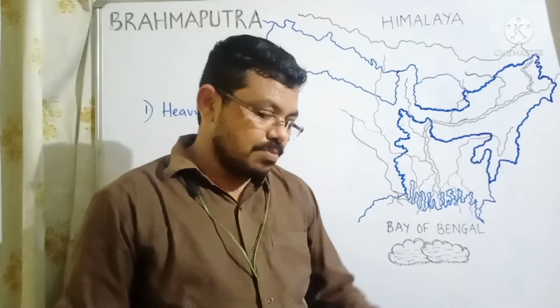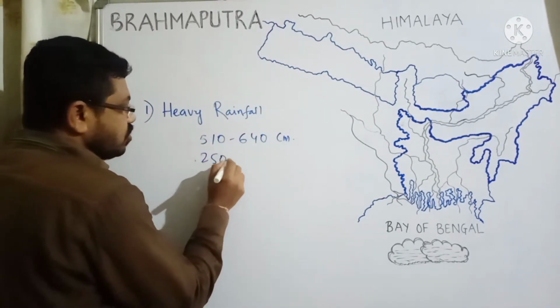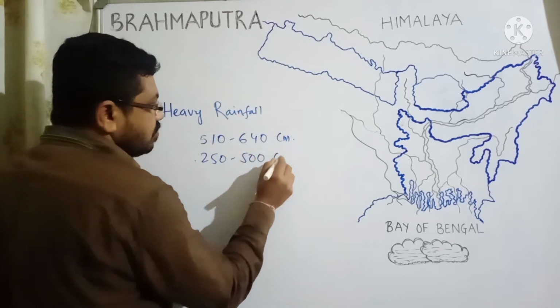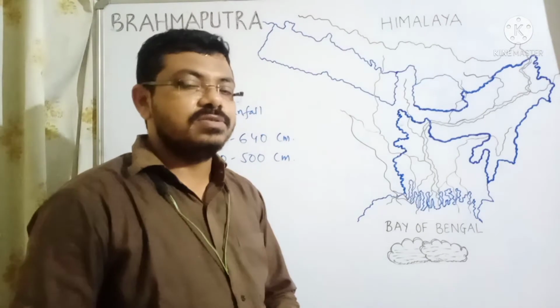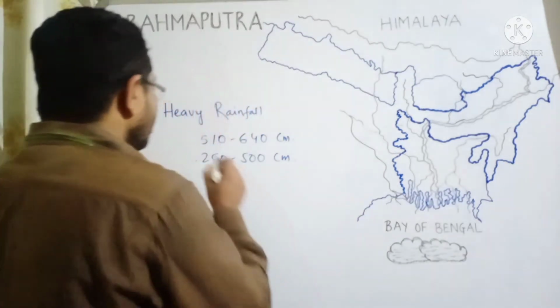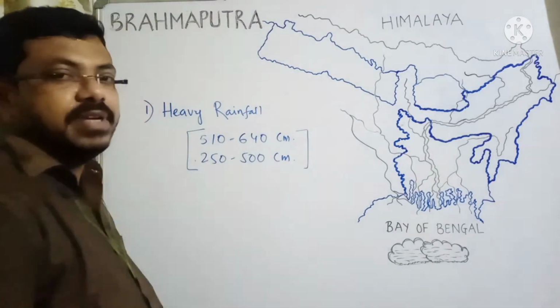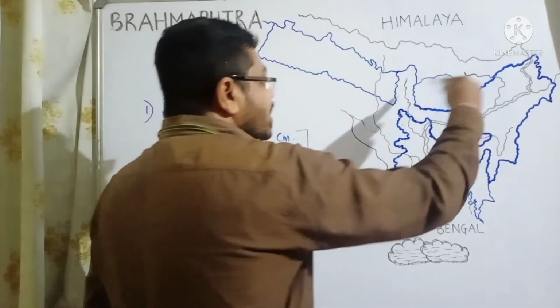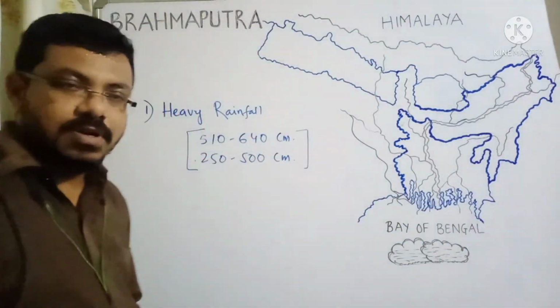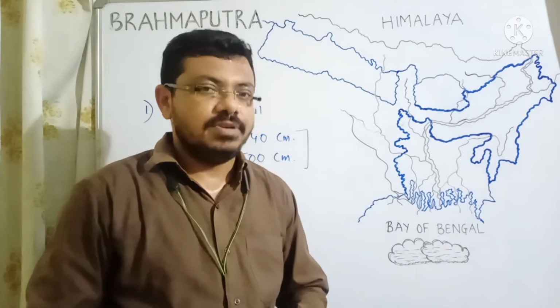Whereas the Brahmaputra basin gets 250 to 500 centimeters of rainfall. See, the unit is given in centimeters, not millimeters, and this is very heavy rainfall. This is called very heavy rainfall, right? So this region gets a huge amount of rainfall and that water flows into the Brahmaputra river, right?